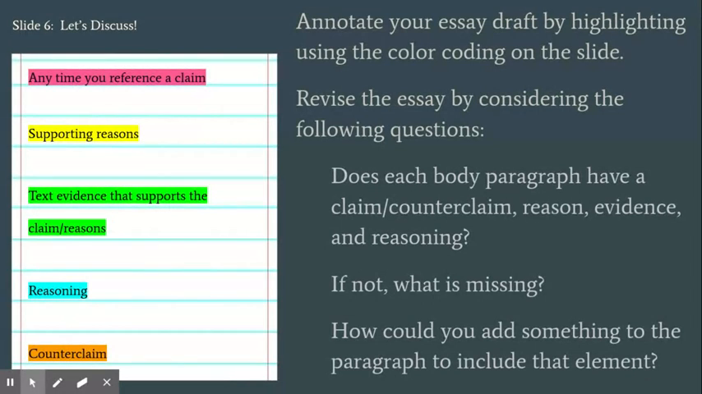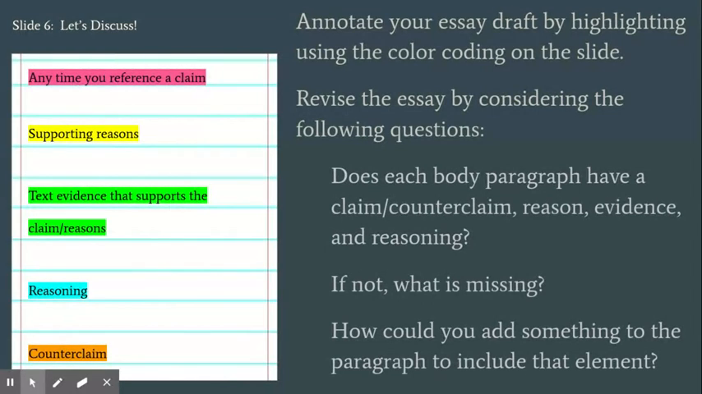As you annotate, and right after you annotate, I want you to think about the questions on the slide. Does each body paragraph have a claim, a counterclaim, a reason, evidence, and reasoning? And remember, your counterclaim is going to appear in your third body paragraph. If not, what is missing? How could you add something to the paragraph to include that element?